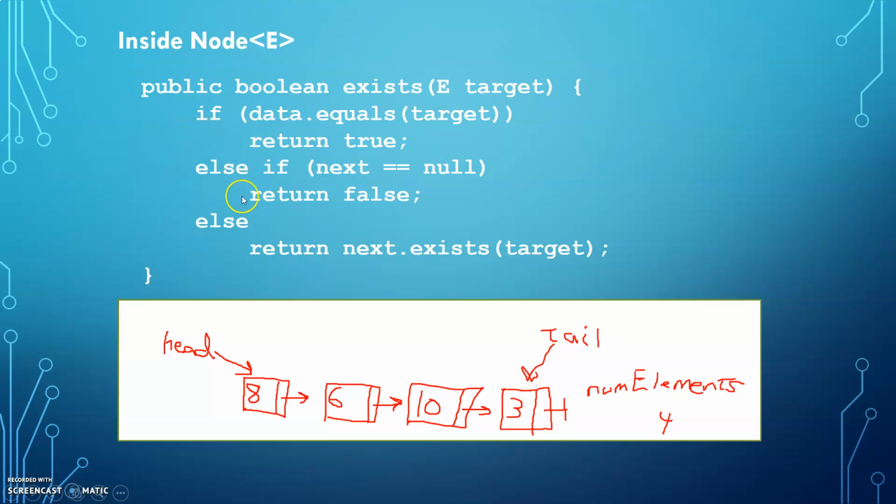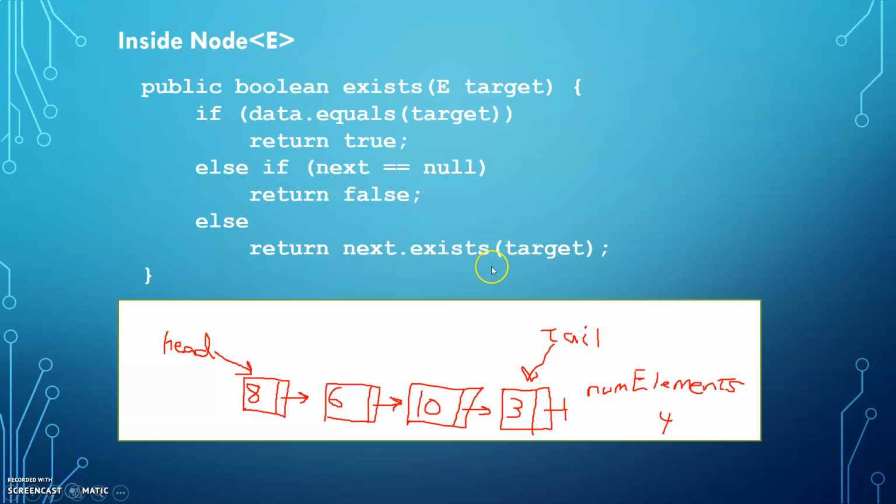Here are our base cases. These two base cases right here. If we found what we're looking for, great, we return true. If there's nothing after us, we return false. Otherwise, we'll return what the next node is passing to us. And so then it goes to the next node and repeats that process. So this is the recursive call.